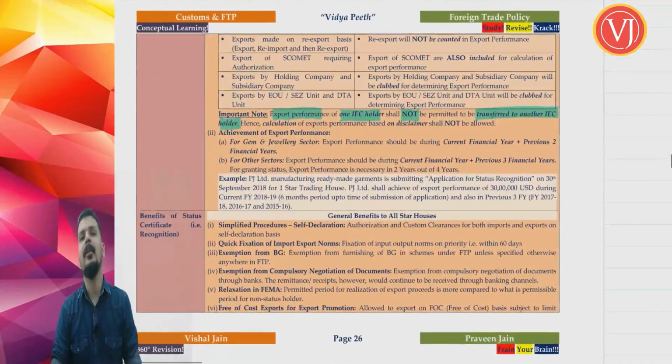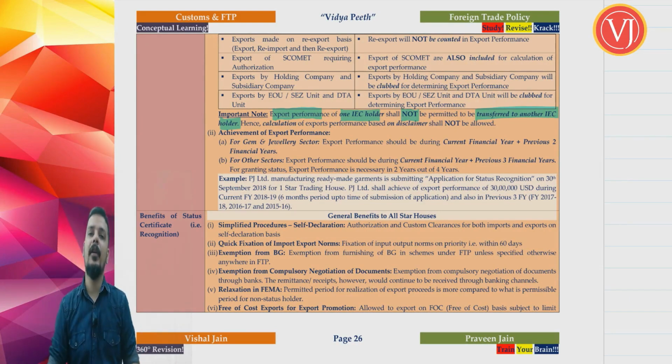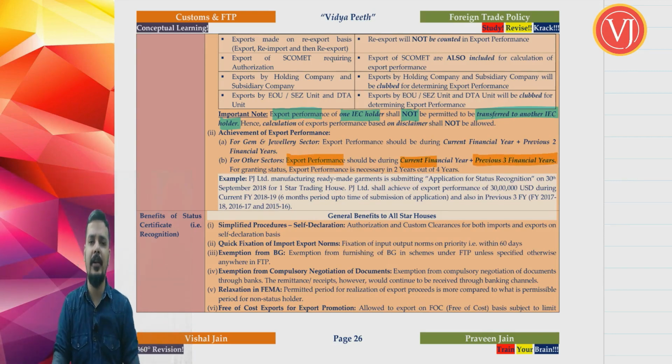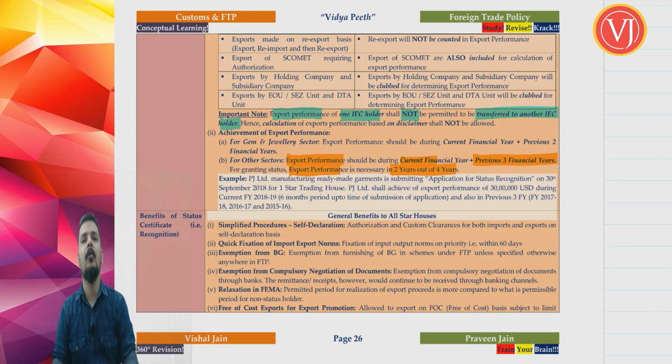Now friends, another important thing, the last important thing for your calculation, and next is only the benefits. Now in what years you have to prove your export performance? Normally you have to prove your export performance in the current year plus 3 preceding financial years. So normal sector, you have to prove your export performance in current financial year plus 3 previous financial years, and you need not prove in all the 4 financial years. Export performance is necessary in 2 years out of these 4 years. What are the 4 years? Current year plus 3 previous financial years.